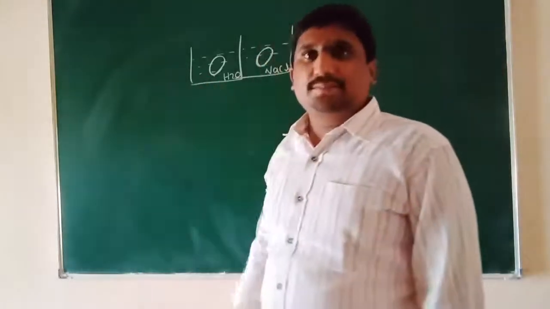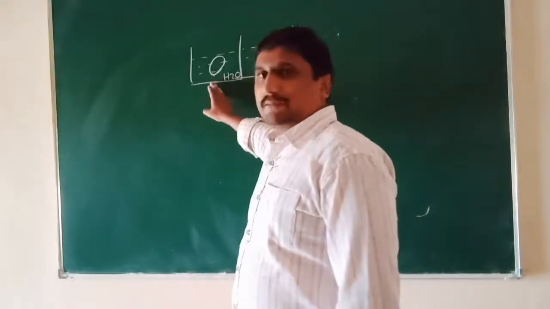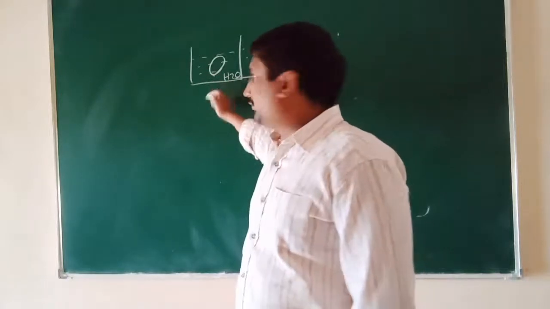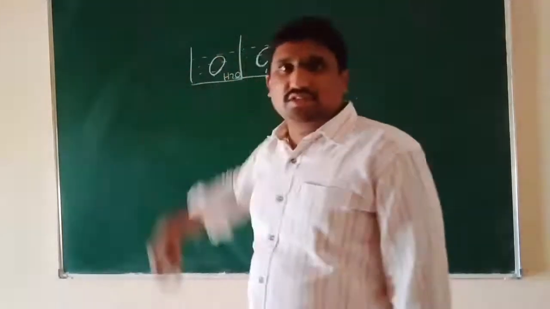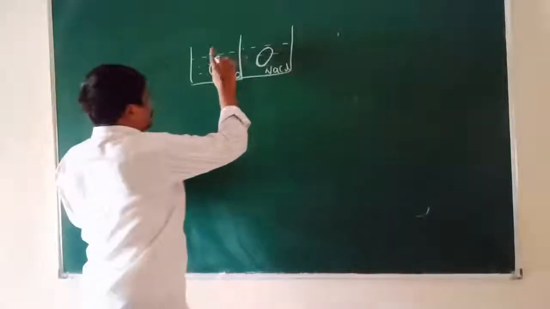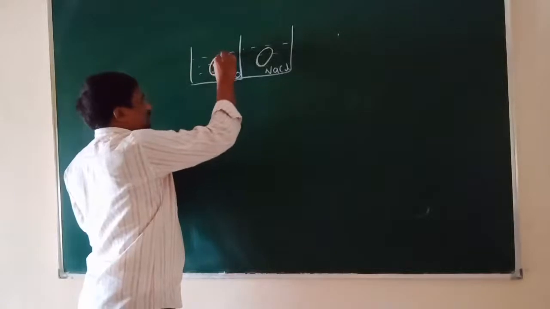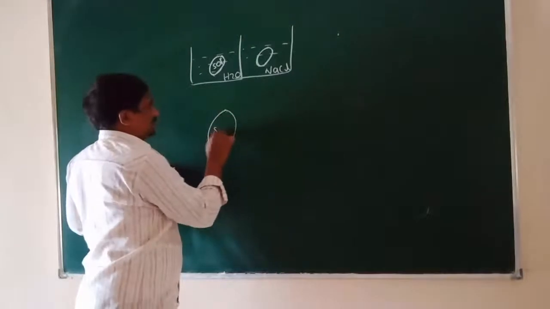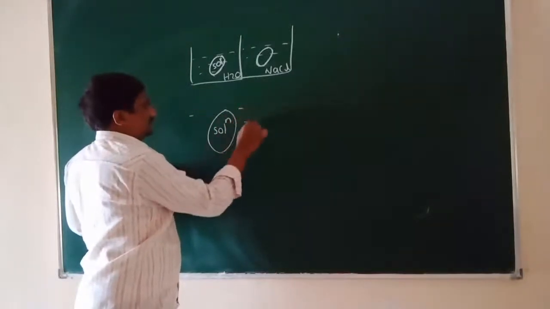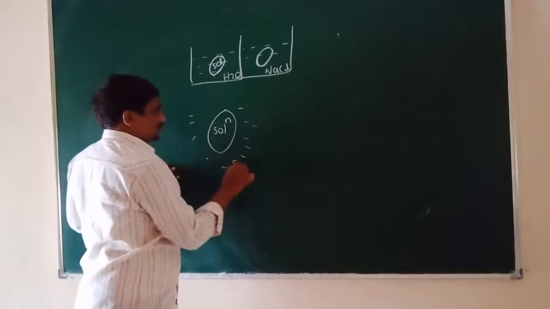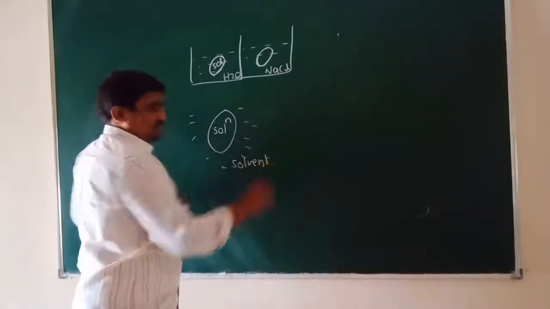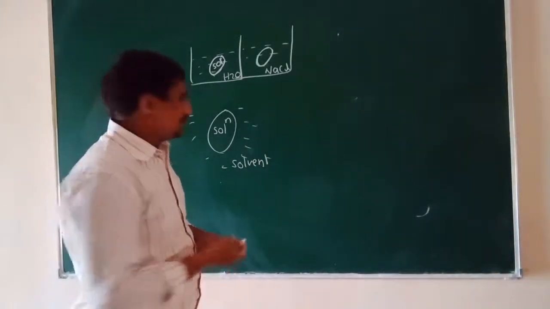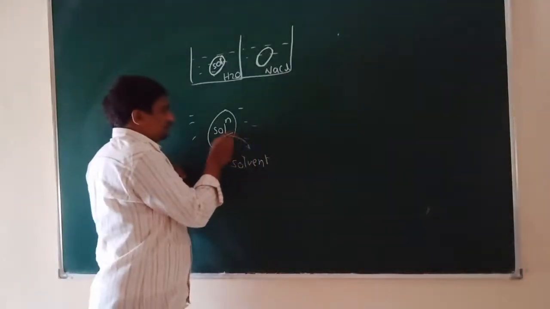In the first case, we are keeping the egg in pure water. Outside, water is there. Water means solvent. The egg inside has proteins present in the liquid, so the inside part of the egg we can consider as a solution. Outside water is there, which is the solvent. If you apply the rule of osmosis, the solvent should flow from where to where? From solvent to solution.